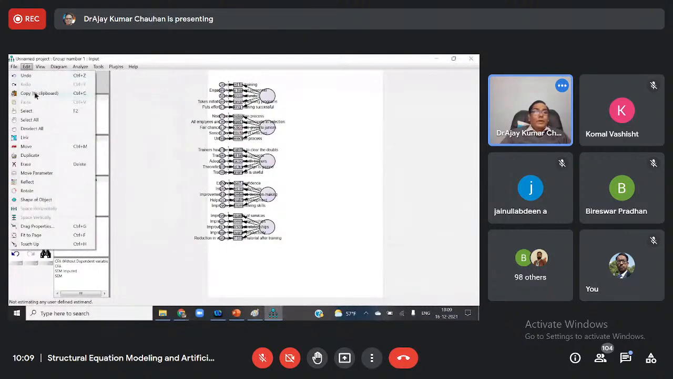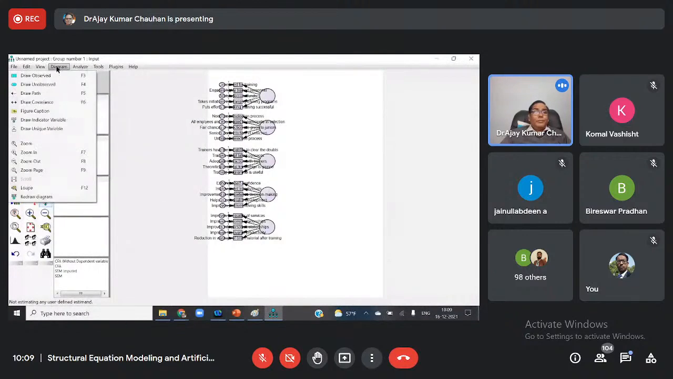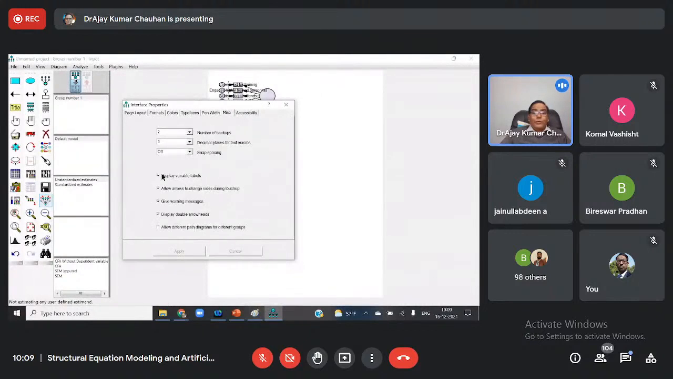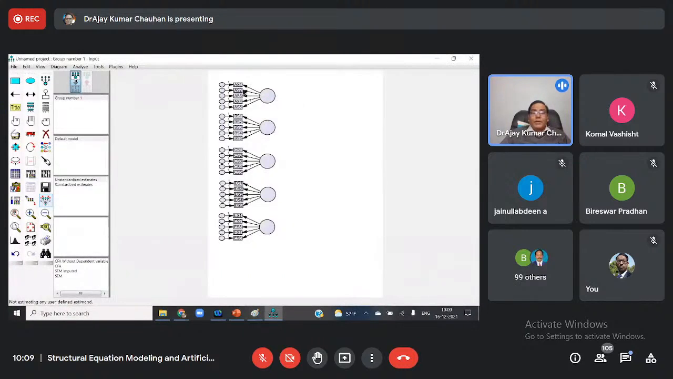Okay, so now I am going to the view interface properties. I want to remove the long sentences. So you can see that by this command I can remove the long sentences.